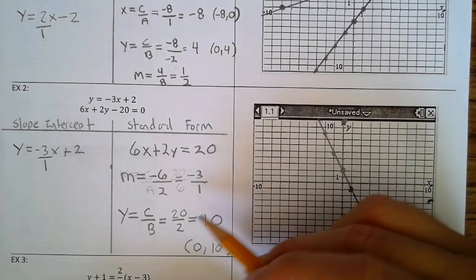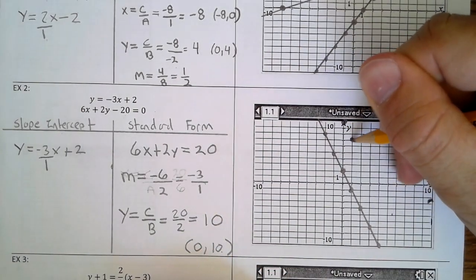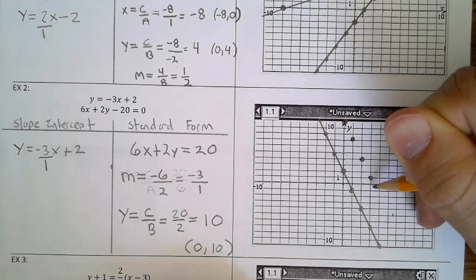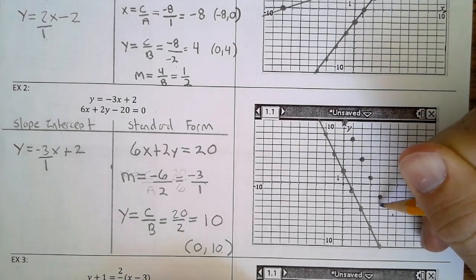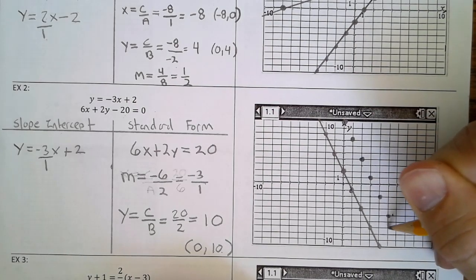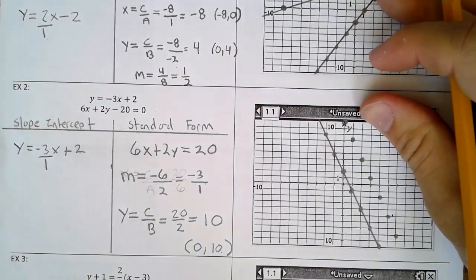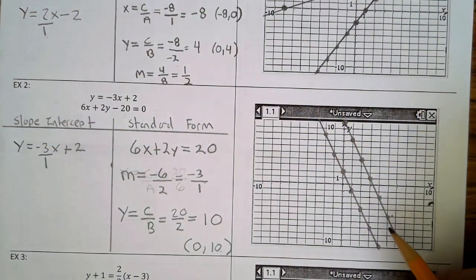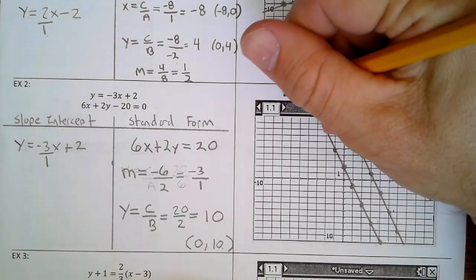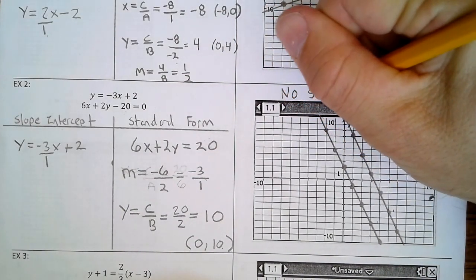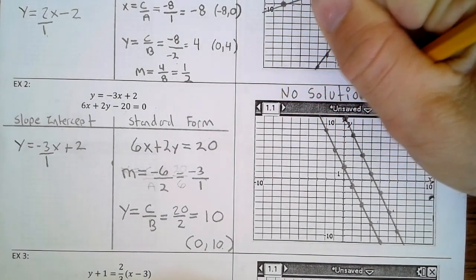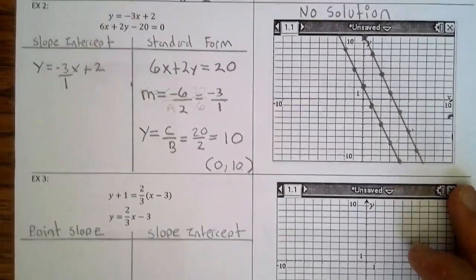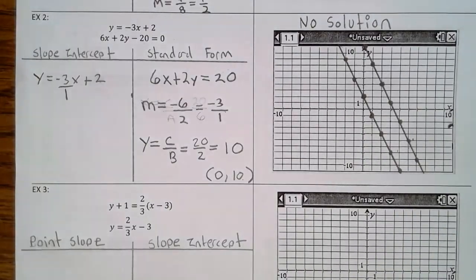And then from there, we know we go down 3, to the right 1, and we keep repeating that. You see that these lines are parallel, so it's no solution. All right, so pause for a minute to update example 2.